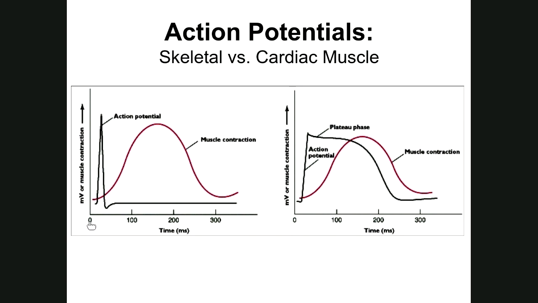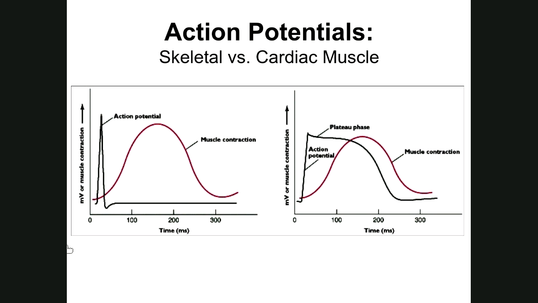If you look over here and compare it to this action potential in skeletal muscle, you'll notice that the action potential in skeletal muscle takes just a few milliseconds. So it's done and it's over with really, really quickly. And because it's so rapid, we can send those action potentials, or those electrical signals, to skeletal muscle telling it to contract several times a second.